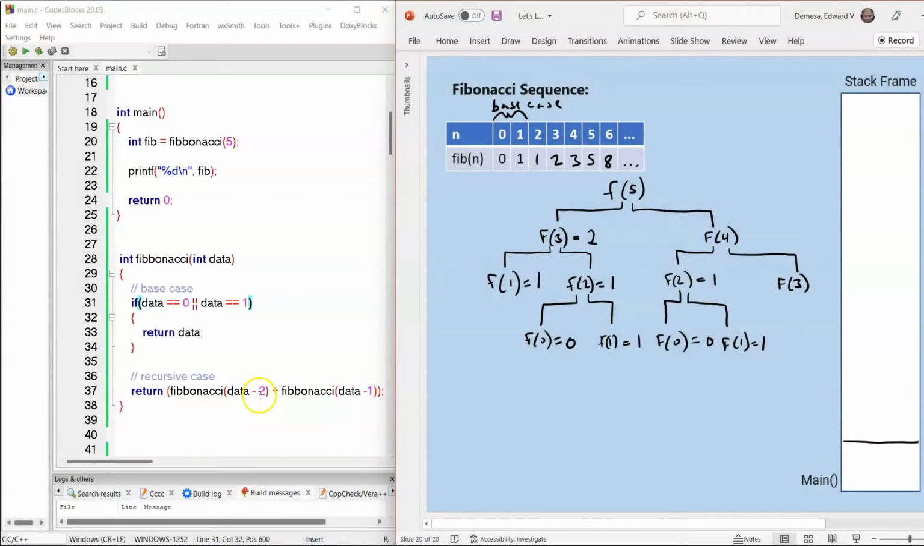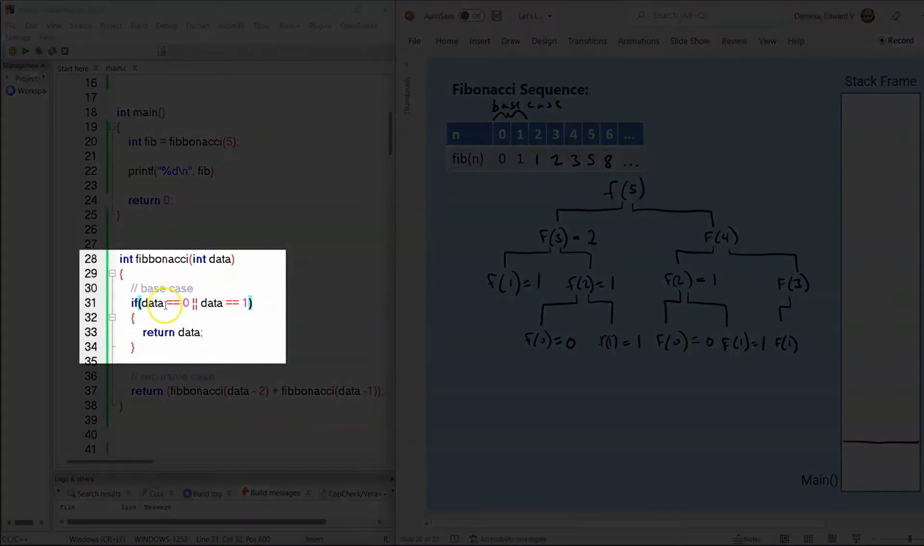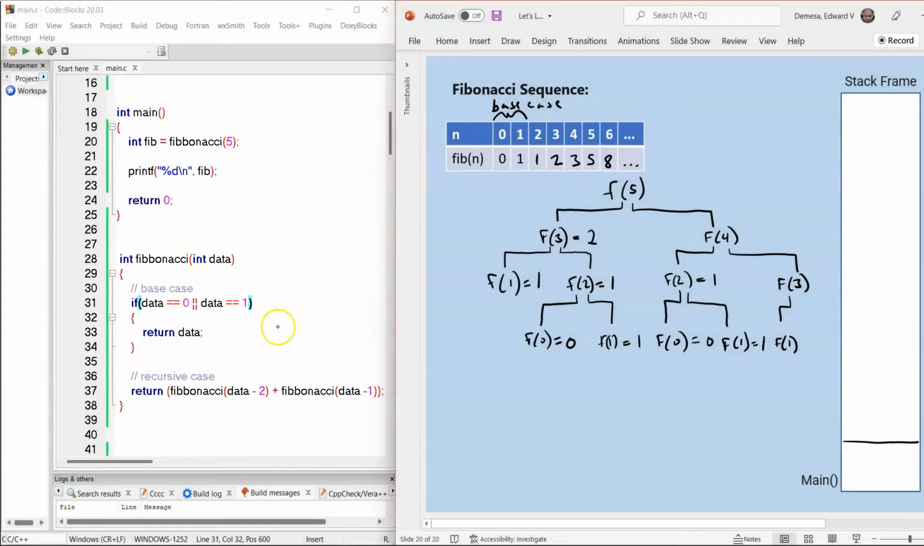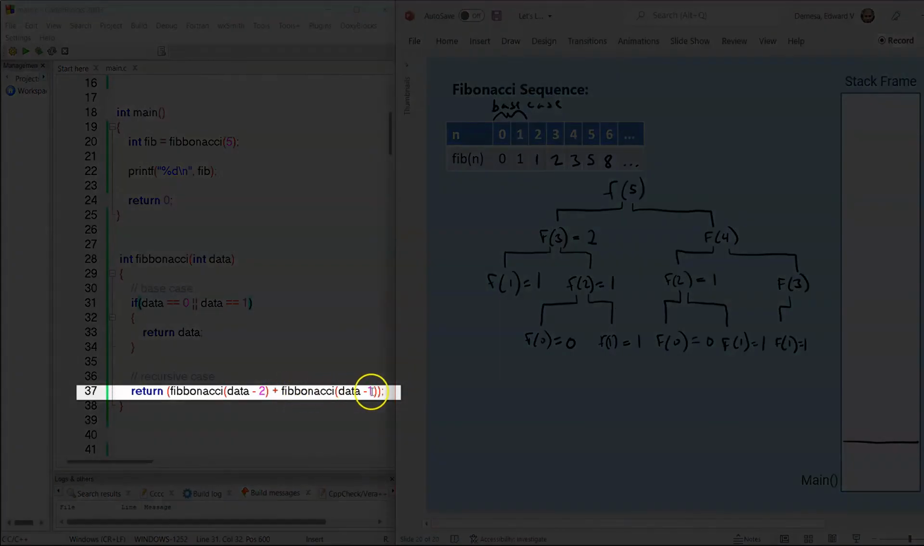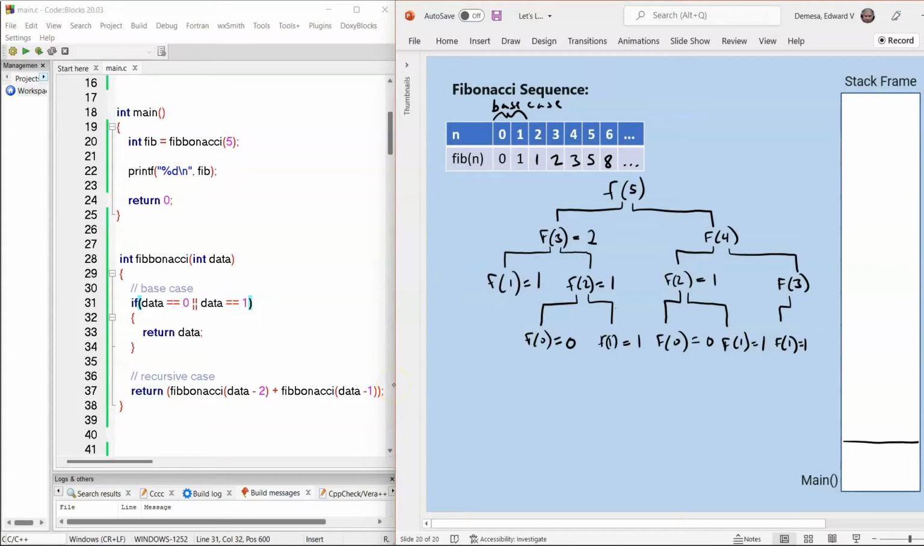3 minus 1 is 2, so f of 1 is called. Compiler then jumps back to line 28, checks the condition on line 31. Does 1 equal 0 or 1 equal 1? The answer is yes, so 1 is returned. The control then goes back to f of 3, where f of 3 resumes on line 37 and it calls its second function of 3 minus 1, which gives us f of 2.